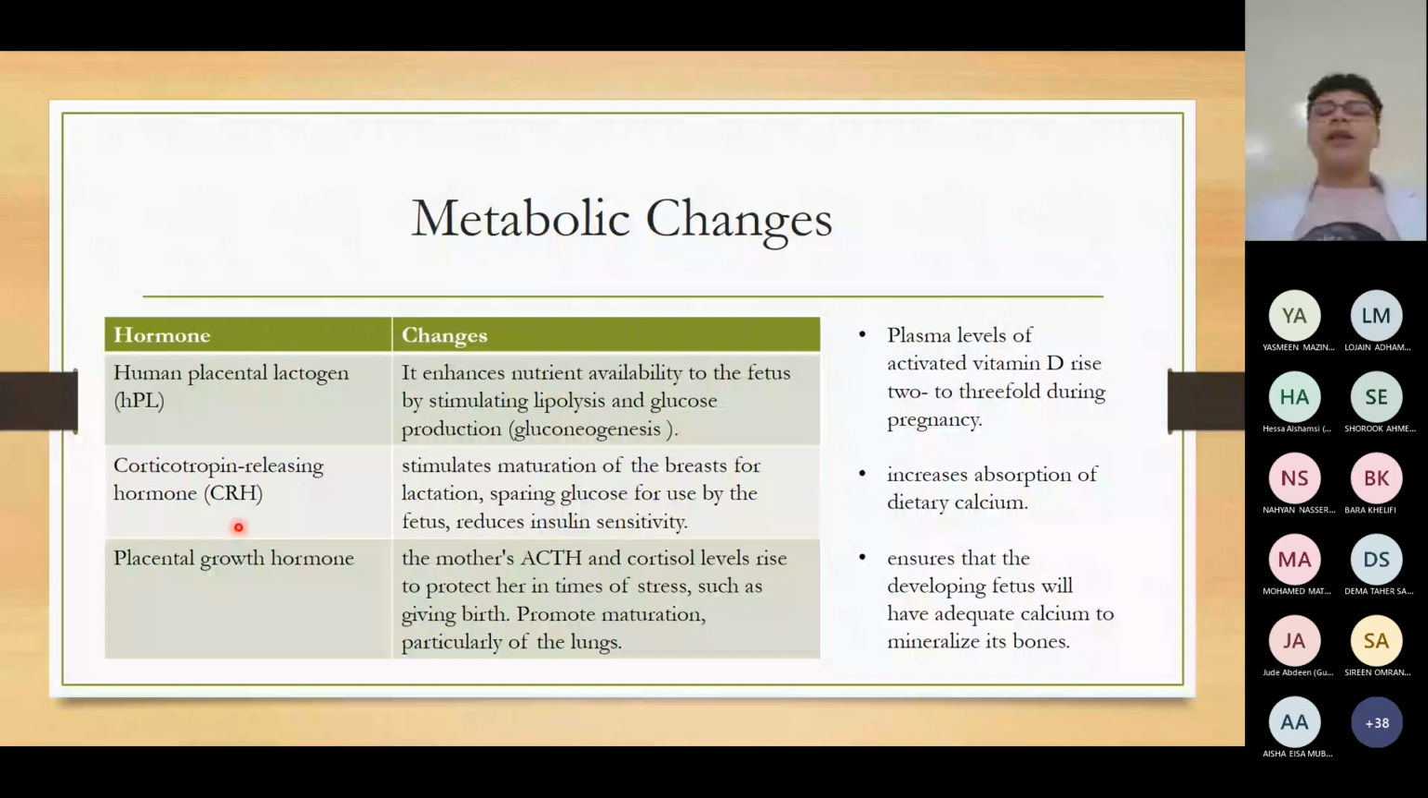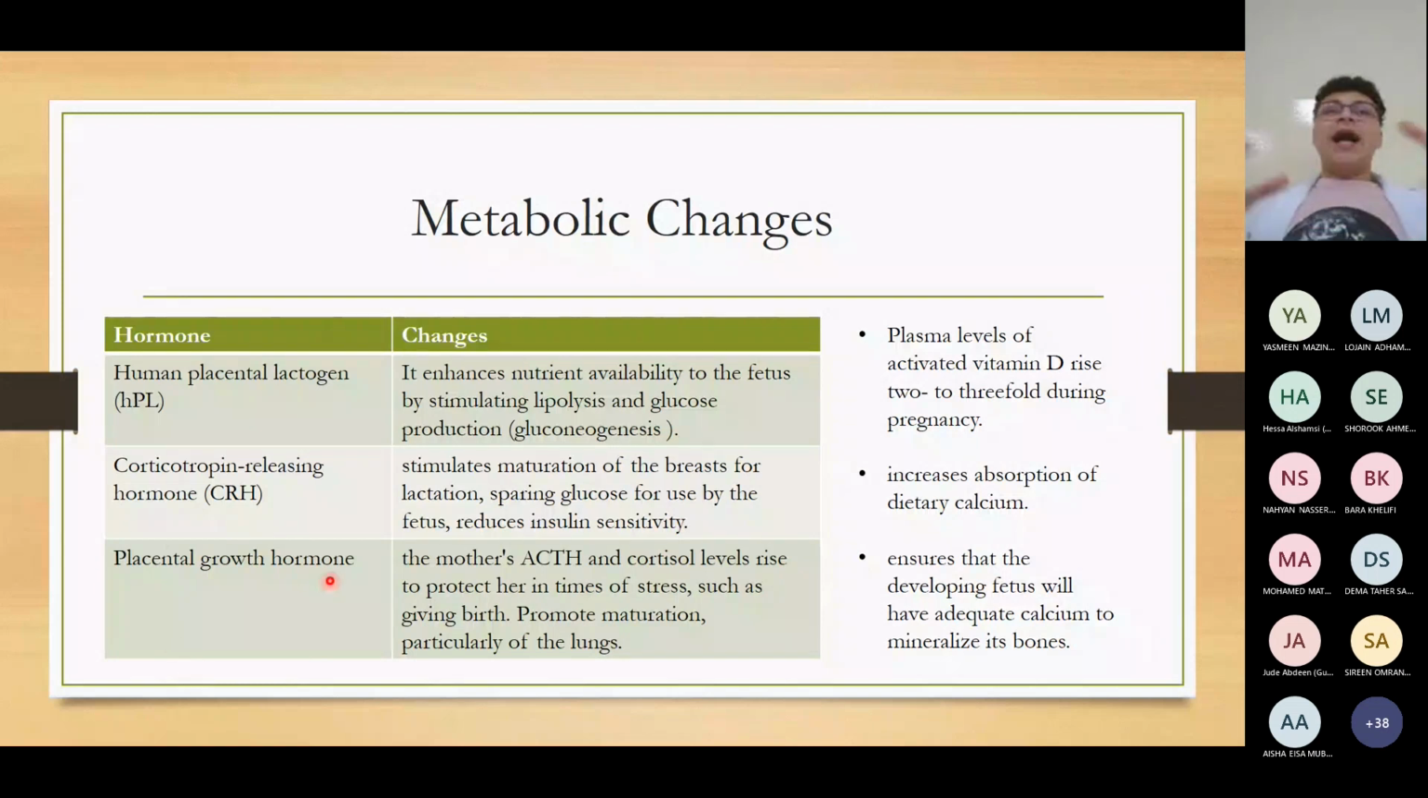The mother, most of her energy is going to come from fat, but the fetus, most of the fetus energy is going to come from what? And the food, nutrition, is going to come from glucose. And this is the function of the CRH. So remember, lactation and sparing glucose for the fetus. Okay? Now, this is for the CRH. Do you need to know more? I don't think. This is the most important keywords you need to remember.